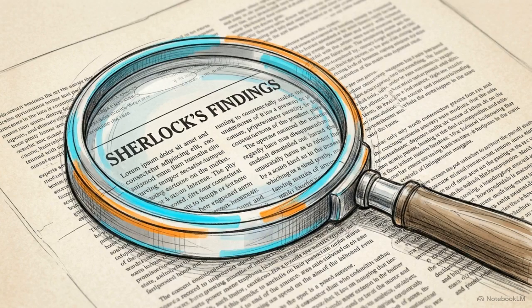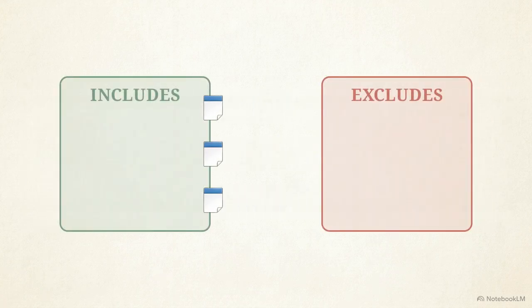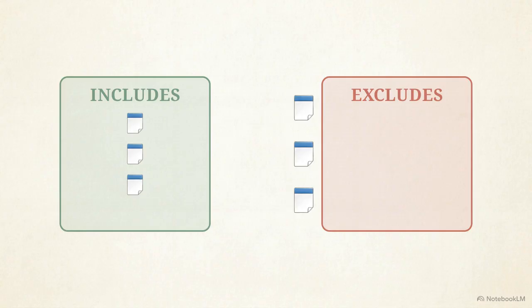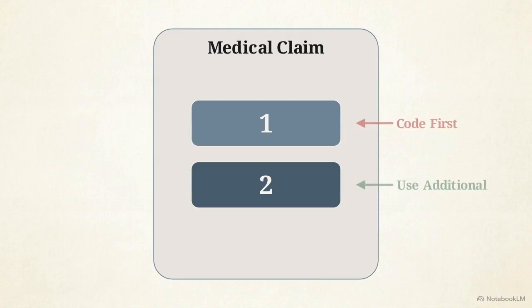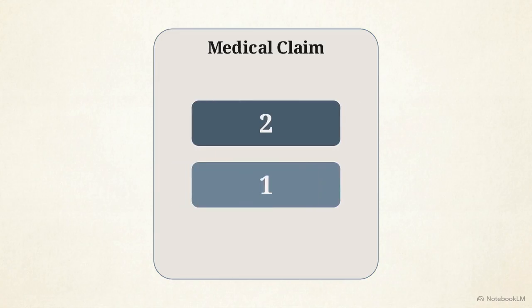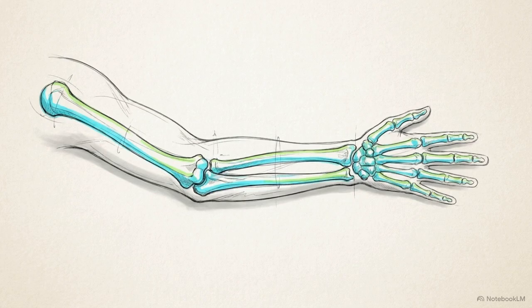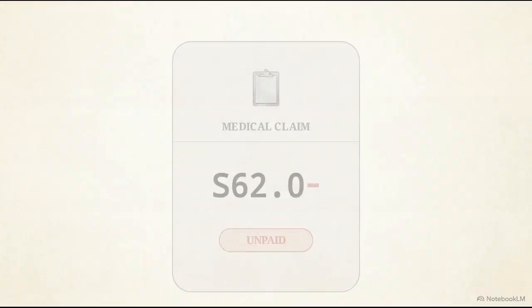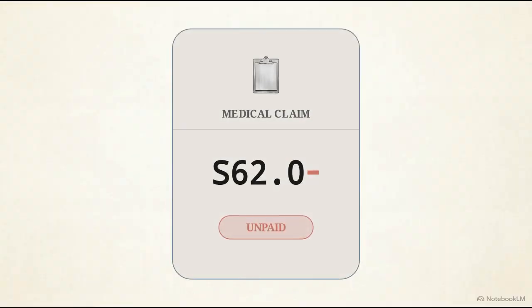Before you finish, you need to check the area immediately surrounding your selected code for instructional notes. This diagram shows how these notes work. Includes notes define exactly what diagnoses belong in that code category, while excludes notes explicitly tell you what does not belong. You also have to watch for code first and use additional code instructions. These dictate the specific sequencing hierarchy, telling you exactly which order multiple codes must appear on a single claim. These instructional notes, along with the anatomical modifiers and extra characters, are the precise elements that transform a generic, unpaid search result into a legally compliant, fully billable code.